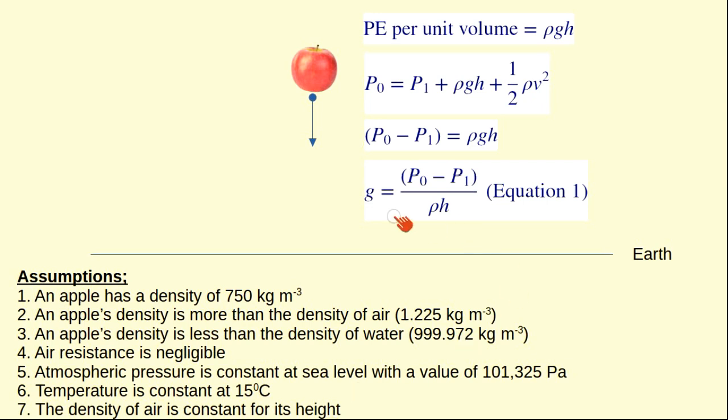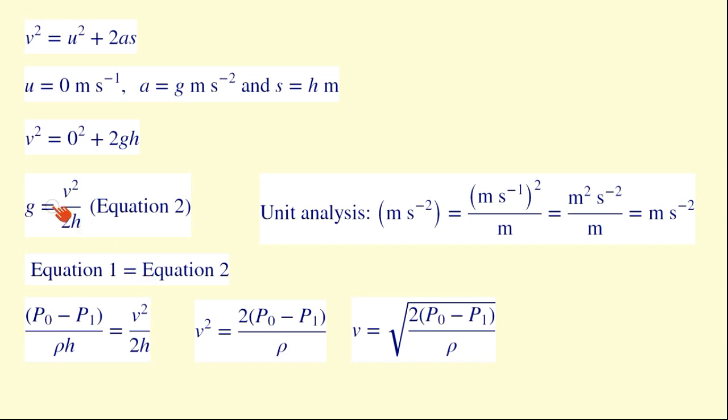Now, equation 1, g equals P0 minus P1 over rho h. Equation 2, g equals v squared over 2h. The g's are the same, therefore they are equal. So when you make them equal, you do a little bit of mathematical rearranging. You've got rho h here, h here. The h's are common to both sides, they disappear. So v squared equals 2 times P0 minus P1 divided by the density, and then of course you just take the square root. So v equals root 2 times P0 minus P1 over rho, the density.